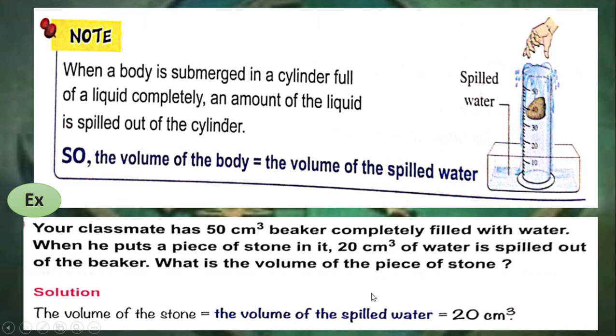For example, your classmate has a 50 cubic centimeter beaker completely filled with water. When he puts a piece of stone in it, 20 cubic centimeter of water is spilled out of the beaker. What is the volume of the piece of stone? Excellent. The volume of the stone equals the volume of the spilled out water, equals 20 cubic centimeter.